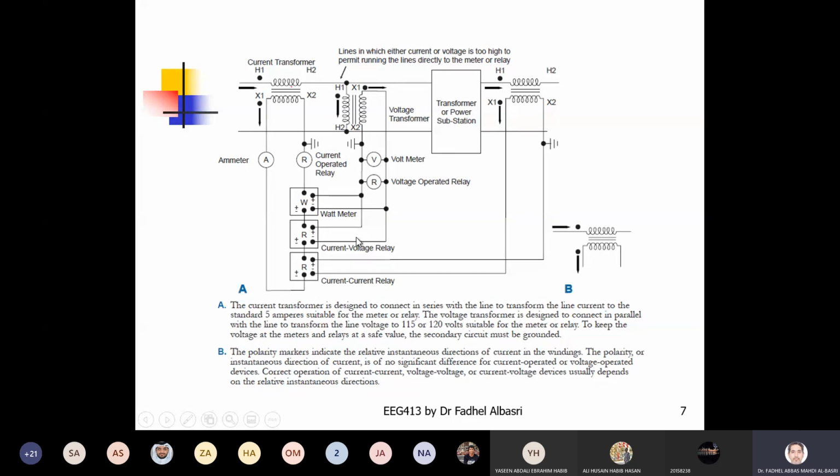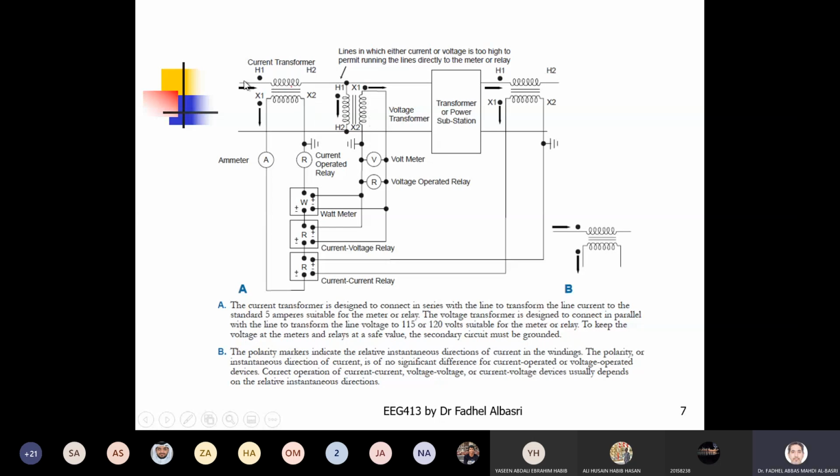So here, the primary winding is abbreviated as H and the secondary winding as X. Normally, in the American standard, they use H for the high current side of current transformers, and X for the low current side. And for voltage transformers, H represents the high voltage side, and X represents the low voltage side.